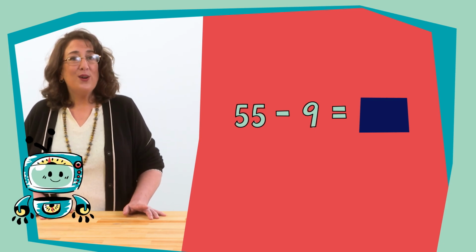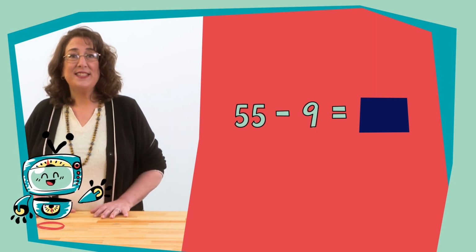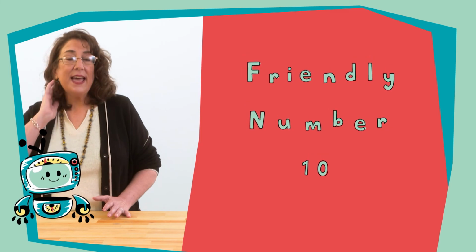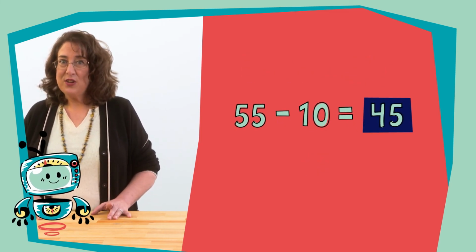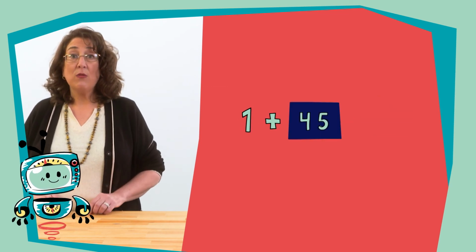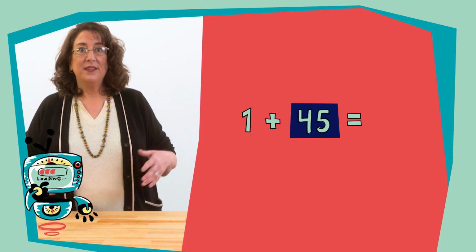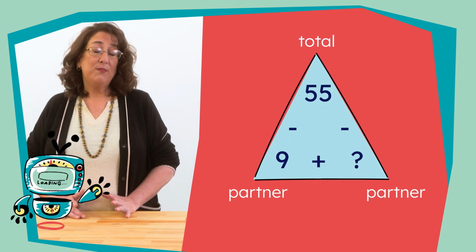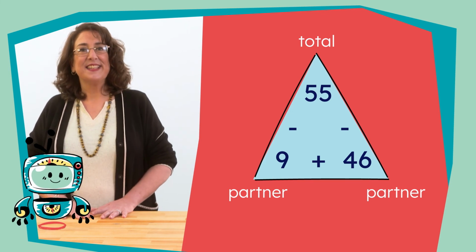Then, because we were subtracting 9, and 9 is so close to 10, which is a very friendly number, we subtracted 10 instead of 9. After we got that answer, we made up for our change by adding 1 back to our answer. And there was our answer, 46. We found the other partner, or part, of 55. It's 46.